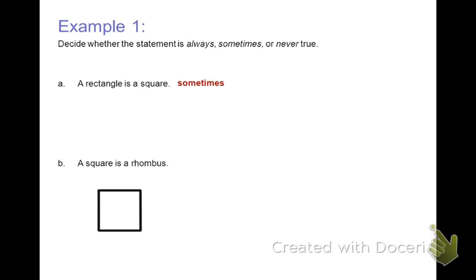Is it possible for you to draw a square that is not a rhombus? Is it possible for you to draw a square that does not have 4 equal sides? No. So what would you say? Is this always, sometimes, or never true? This is always true. So that's kind of your method for going through these, is asking yourself, can I draw one of both cases, right?